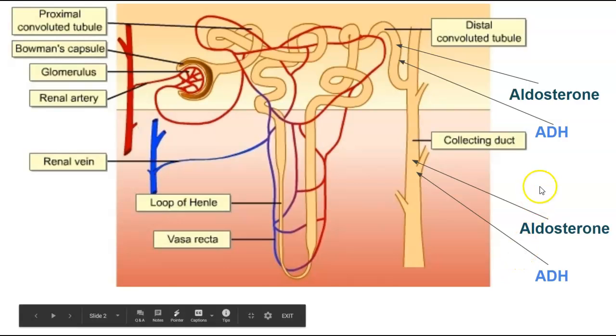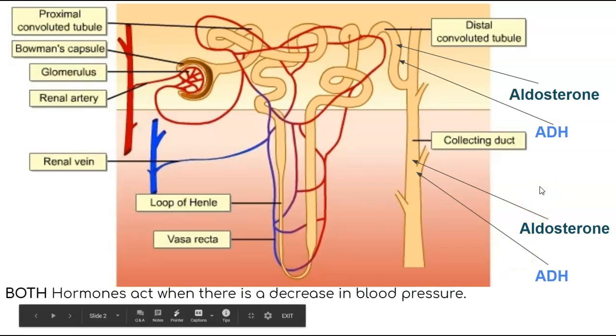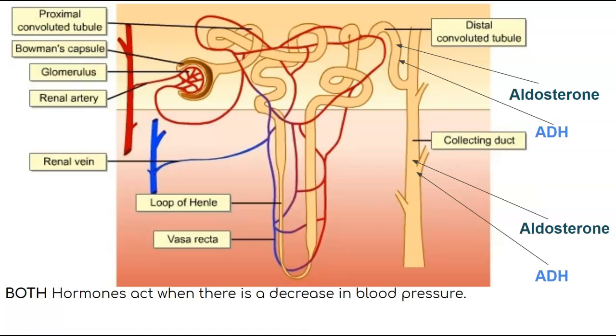So these two hormones get stimulated when there's a decrease in blood pressure. If your blood pressure goes down, you might start feeling a little bit lightheaded or faint, and you have to bring your blood pressure back up to normal, which is around 120/80. One of the things we can do in order to change our blood pressure is change the amount of water in our blood.